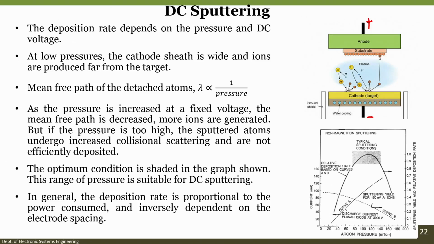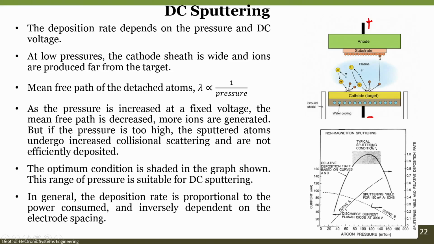And more ions are generated. But if the pressure is too high, the sputtered atoms undergo increased collision scattering and are not efficiently deposited. The optimum condition is stated in the graph here. This is the optimum condition, that is, how much current should be applied versus how much argon pressure should be there. If you increase the argon pressure and keep it around 800 to 140, then you have a maximum sputtering parameter in this case of non-magnetron sputtering.